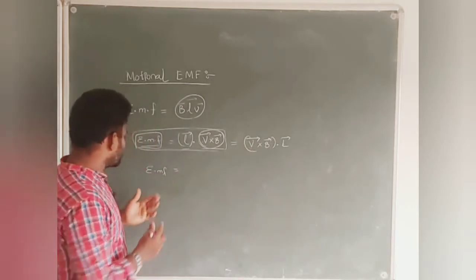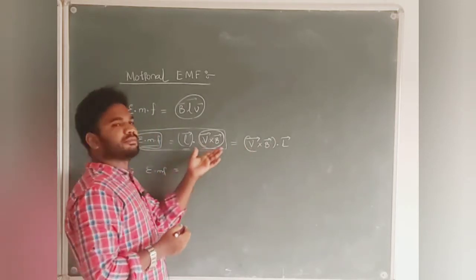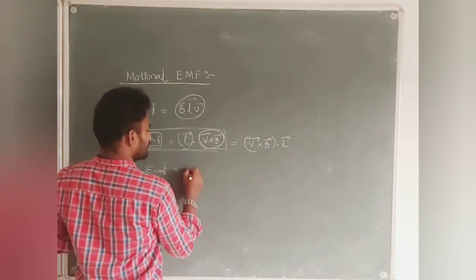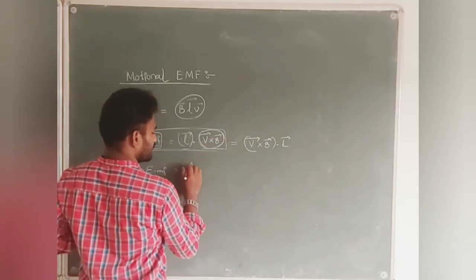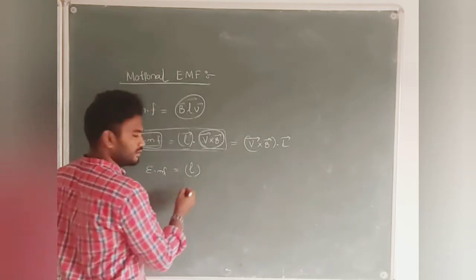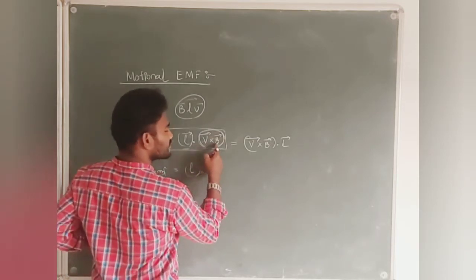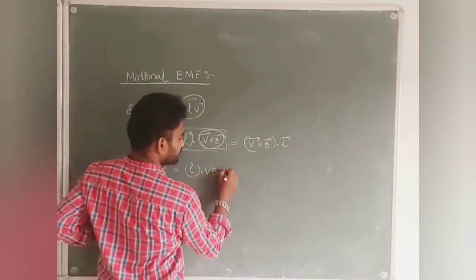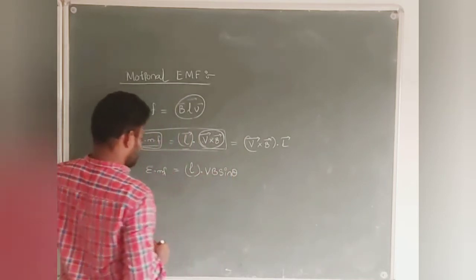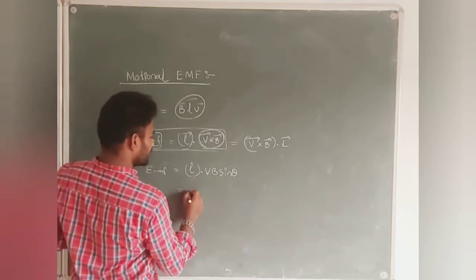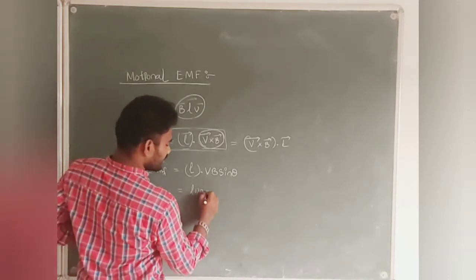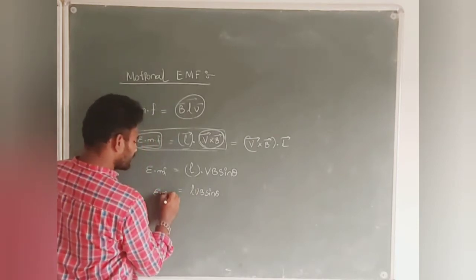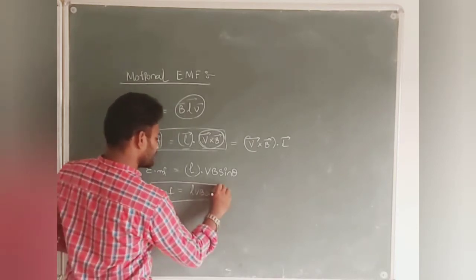Coming to EMF, if you are taking the magnitude, how can you do this? That is very simple. The magnitude of L bar is L. And then coming to V cross B, that is VB sin theta. Students, are you understanding? So finally you will get LVB sin theta, students. This is the EMF. Students, make a note of this.